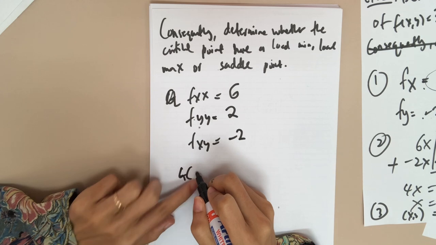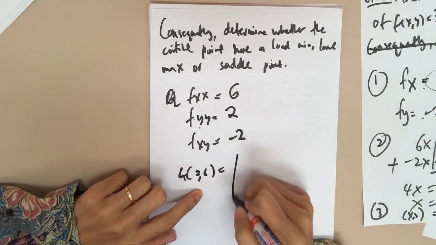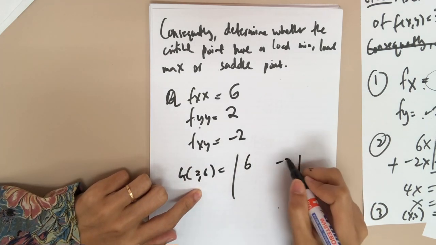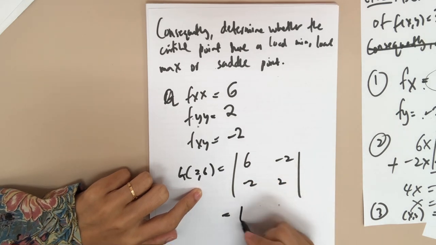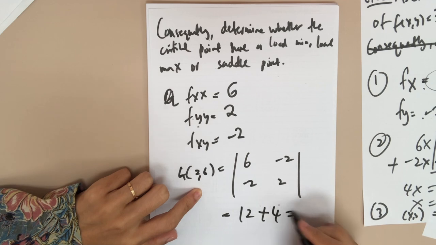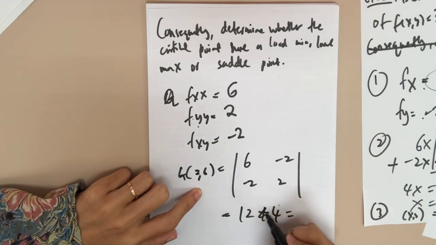Now substitute into this. Here (a,b) is (2,6). Substitute here: 6, negative 2, negative 2, 2. So calculate it: 12, minus minus becomes plus.